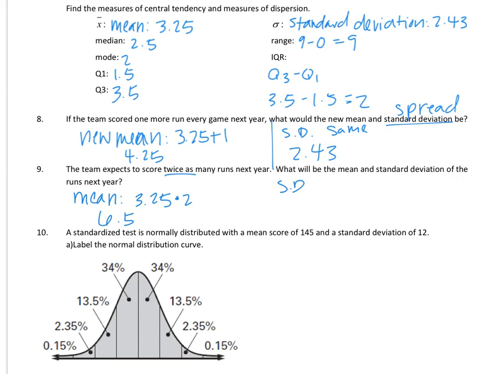So the games where they scored 0 points, well, if you double 0, it's still 0. But the game where they scored 9 points, well, if they double that and they score 18, now the range is a lot bigger. The spread of the different games is a lot bigger. So this also times by 2. So 4.85.